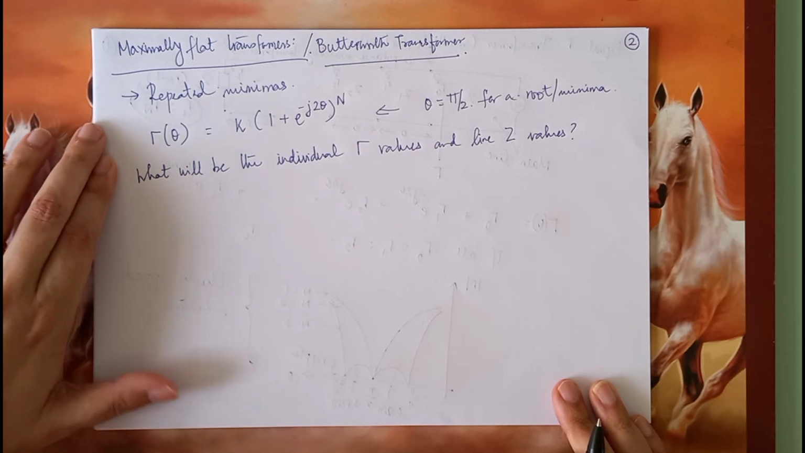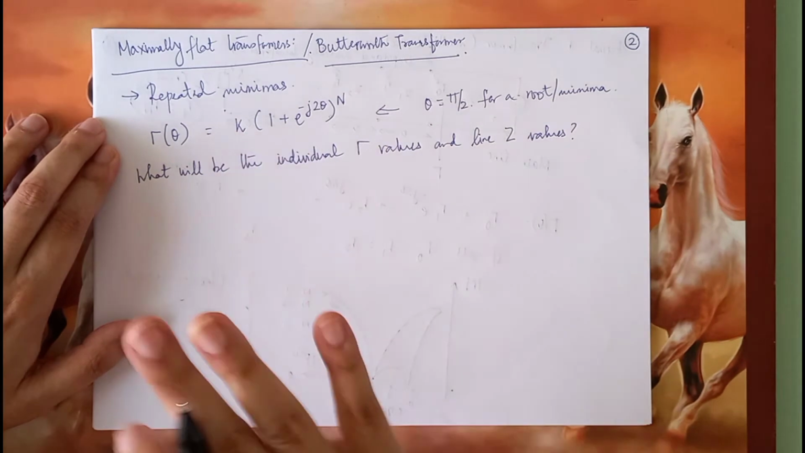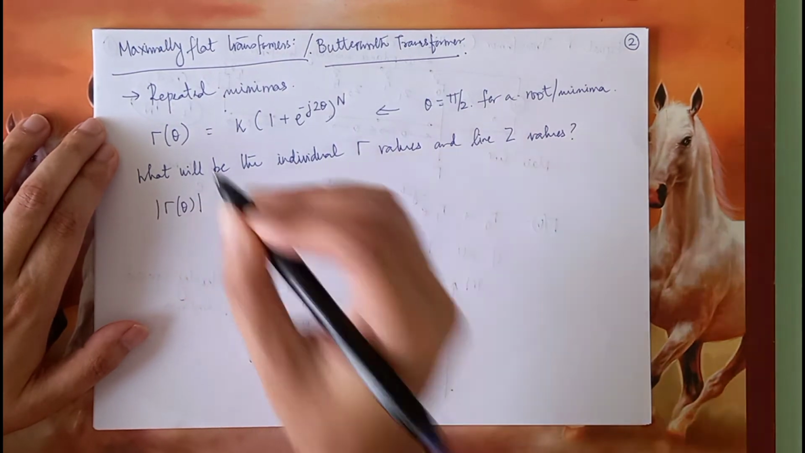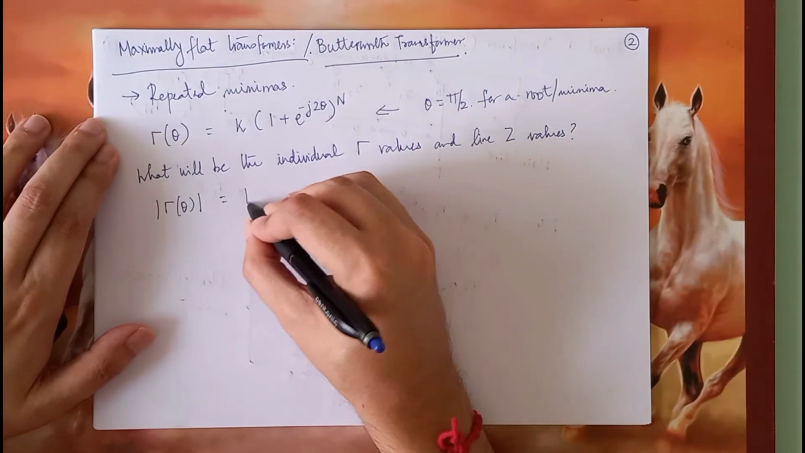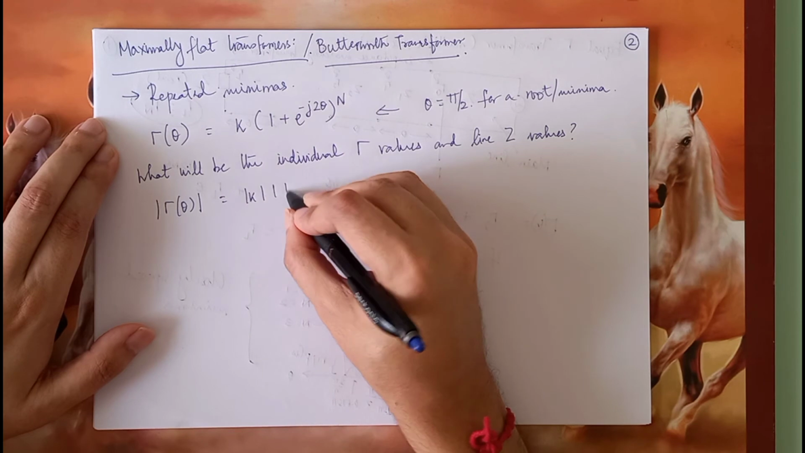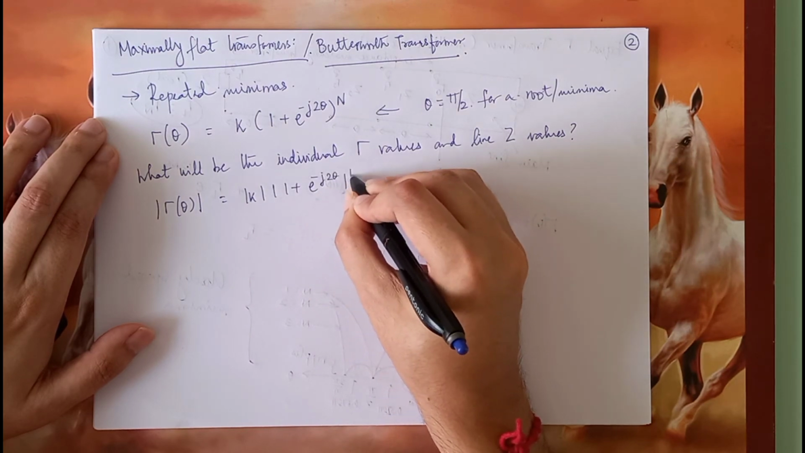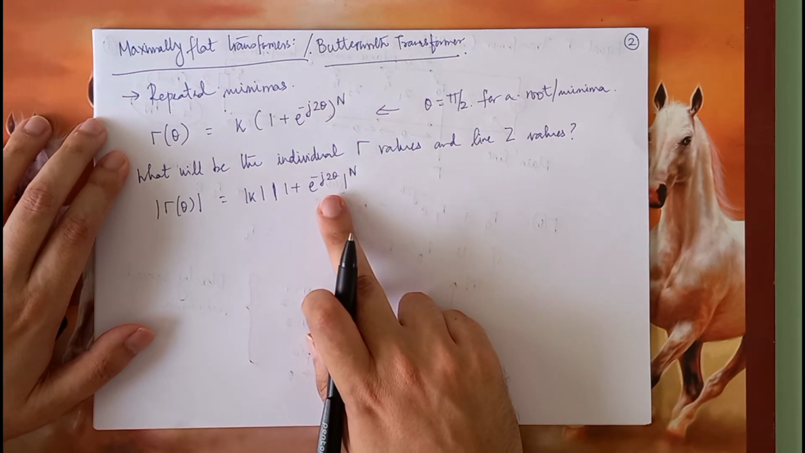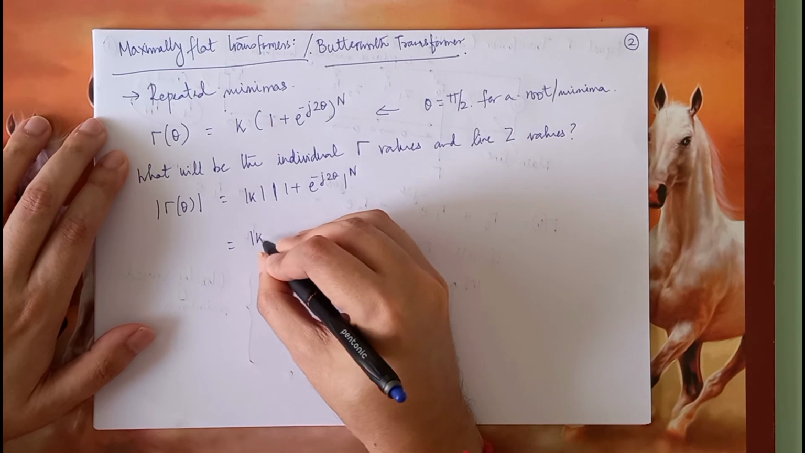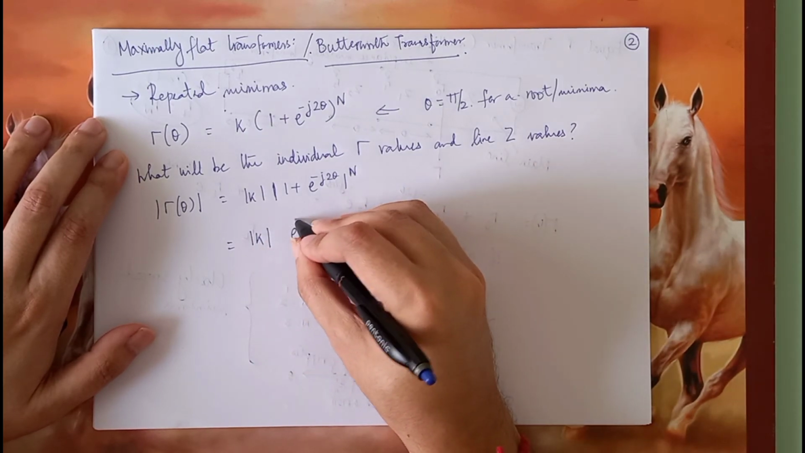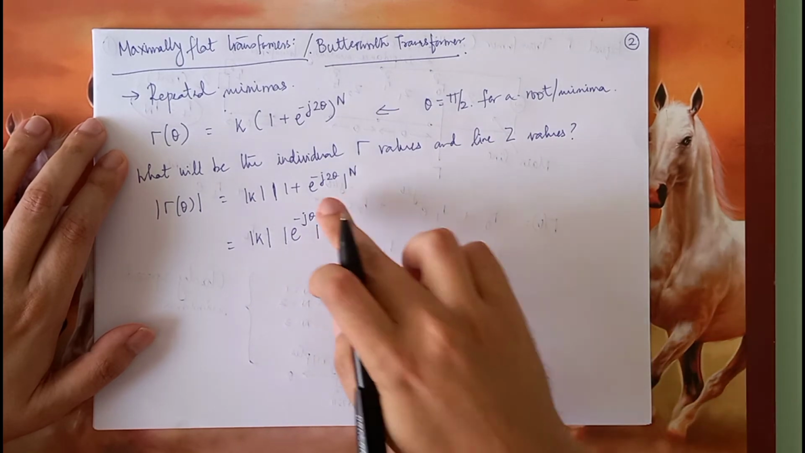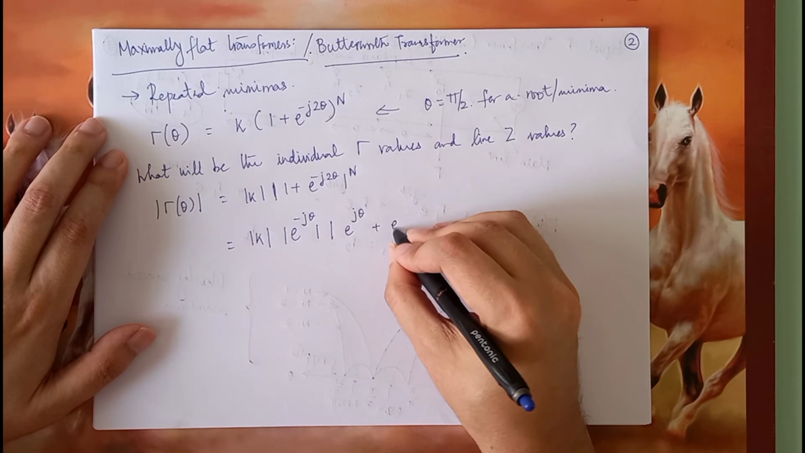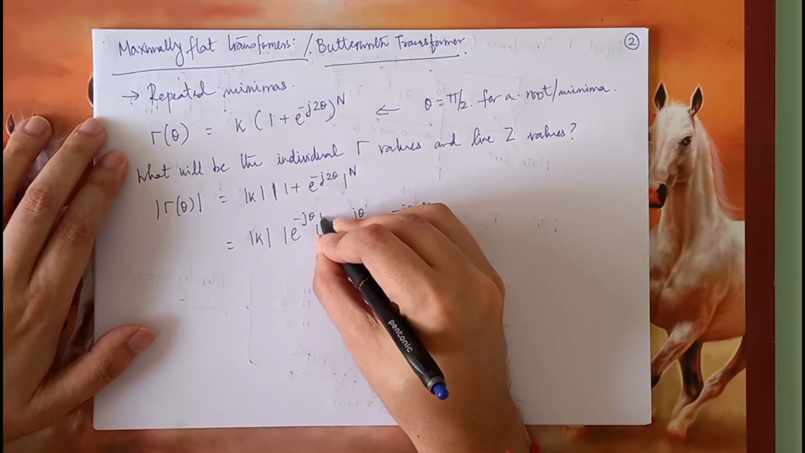Now let us try to answer that question. Let us say I take the mod of this gamma of theta. That's like saying it's mod k times the mod of this quantity, 1 plus e raised to minus j2 theta, raised to n. One thing that I can do is take e raised to minus j theta common, so this becomes mod k times the mod of e raised to minus j theta, and in the bracket there will be e raised to plus j theta, because this product will then become 1 plus e raised to minus j2 theta, the whole raised to n. Even this will be raised to n.